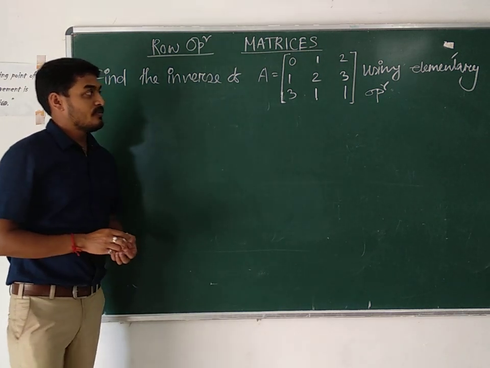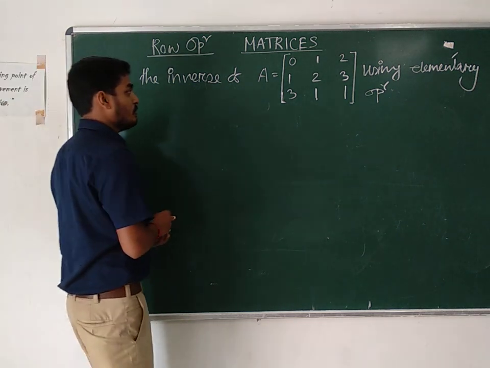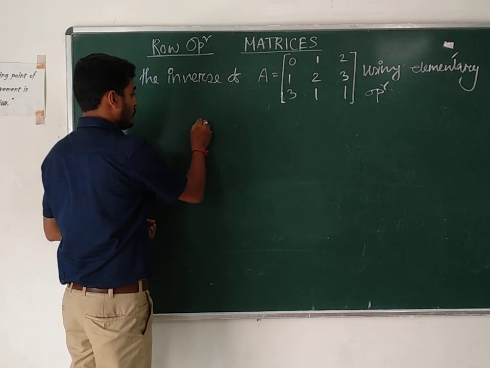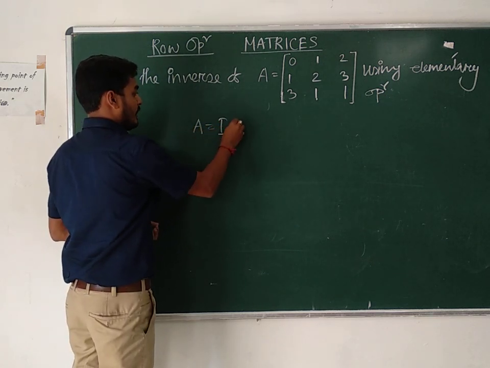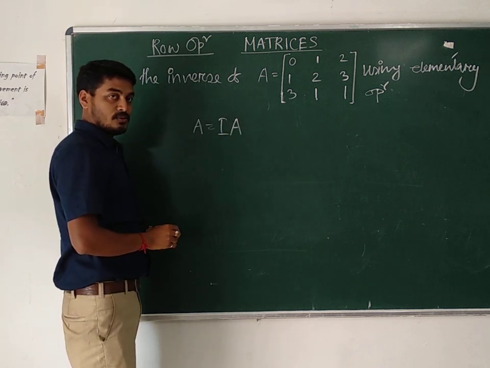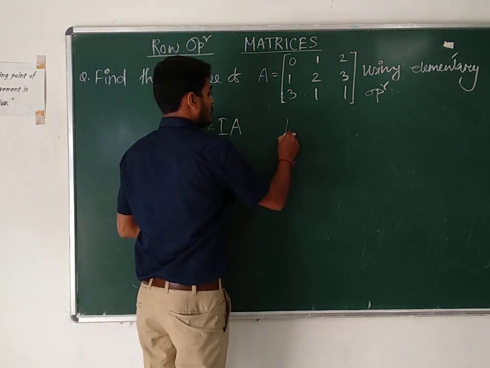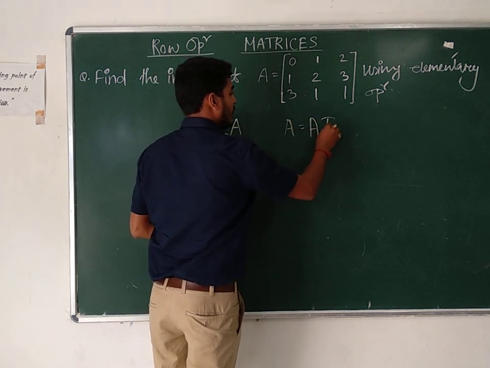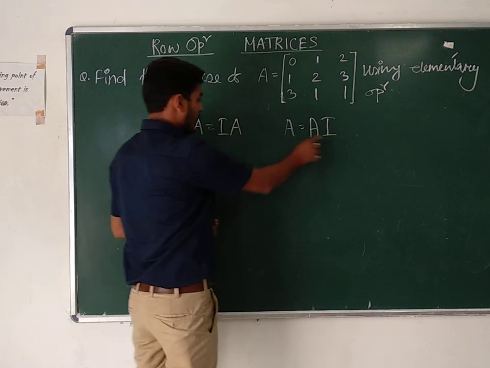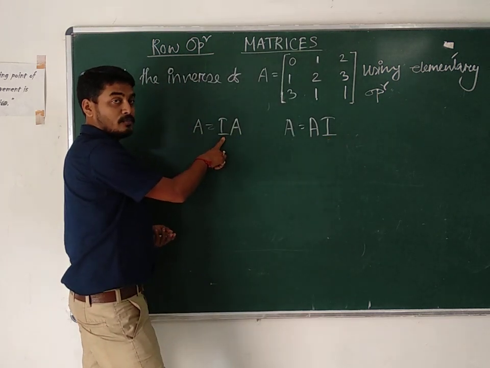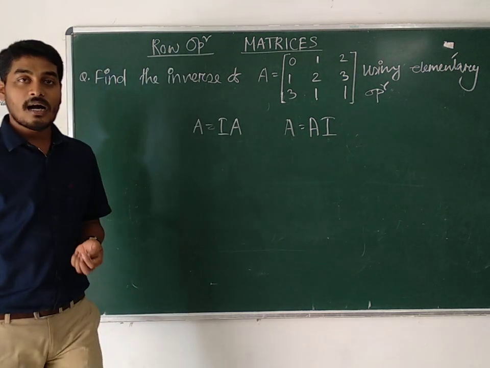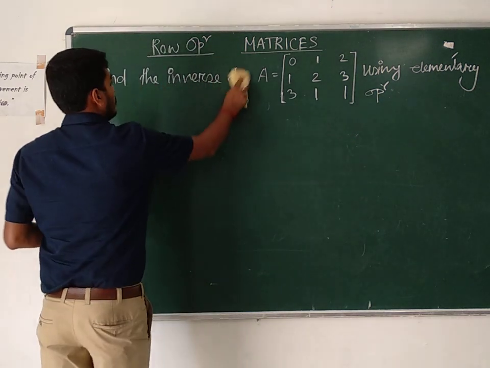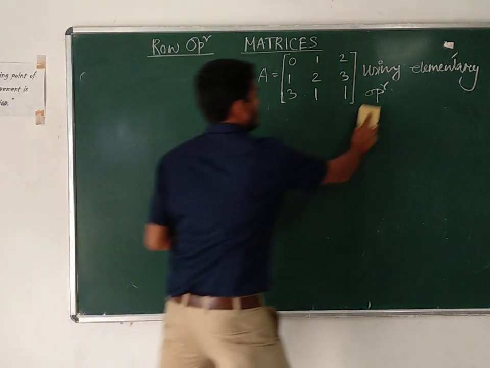First of all, it is known that whenever we want to apply row operation to find the inverse of any square matrix, the operation will be A = IA. And whenever we apply column operation, the operation will be A = AI. That means I will be in the column place there, and here I will be in the row place. If I want to apply row operation, I will apply the property A = IA. So, what is the given matrix? This is the given matrix.